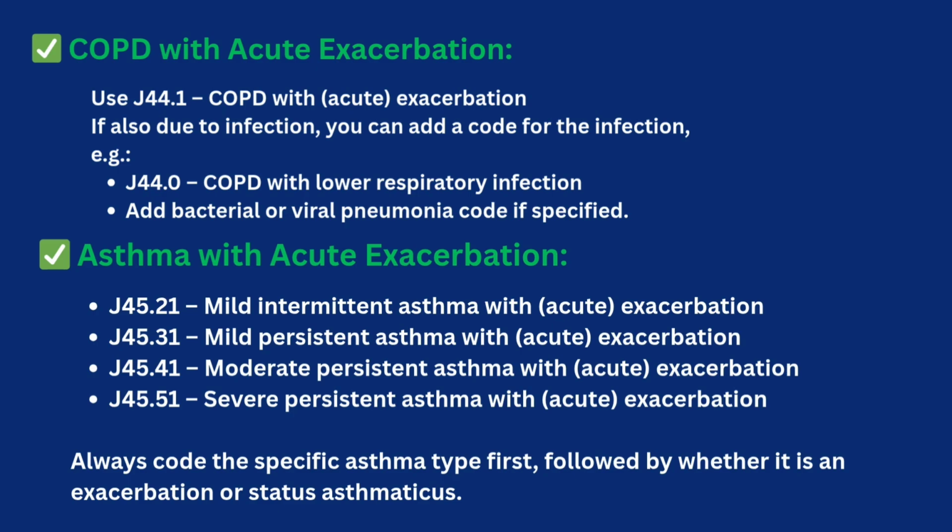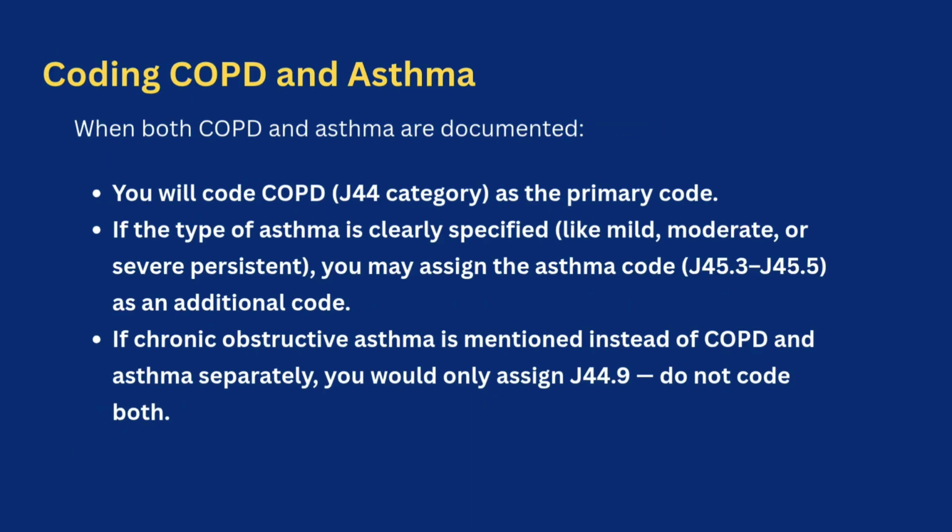Whereas for asthma with acute exacerbation, we have four different categories, that is mild intermittent asthma, mild persistent asthma, moderate persistent asthma, or severe persistent asthma with acute exacerbation. The type of asthma should be specified. And coding of COPD and asthma is a very important guideline. You will code COPD J44 as the primary code when COPD and asthma are given, and asthma will be coded as a secondary code only if the type of asthma is mentioned. If the type is not specified, don't give asthma as a secondary code along with COPD.